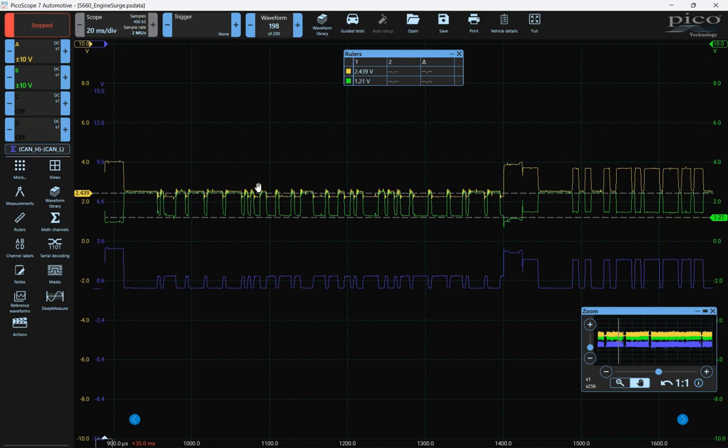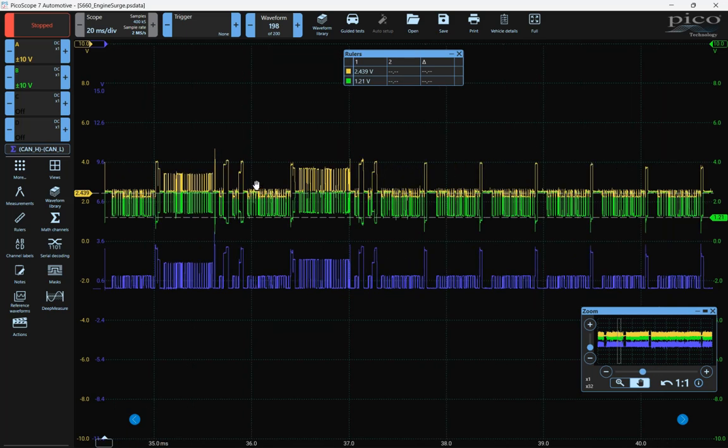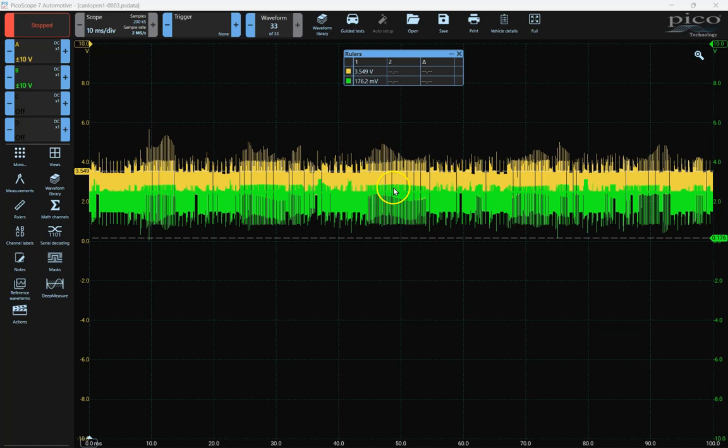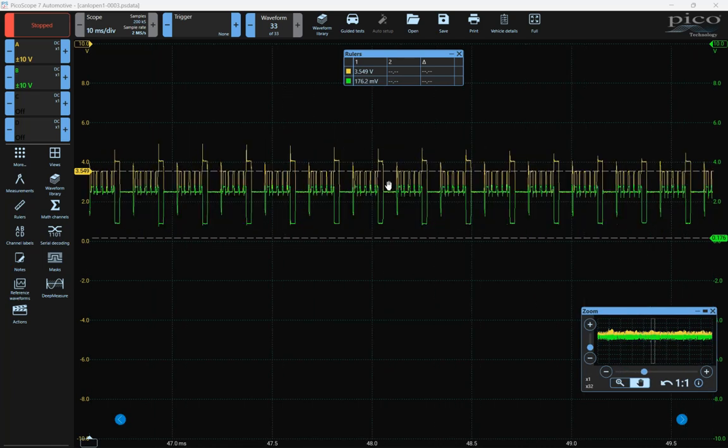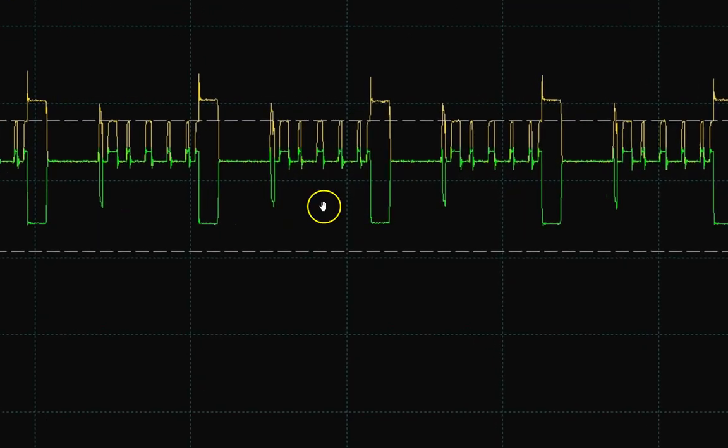I have other examples where I have the mirrored image of CAN low. We'll take a look at one of those. Okay, here's another machine, and in this machine we had an issue with CAN low. We had a terminal that was not making good connection at one controller.